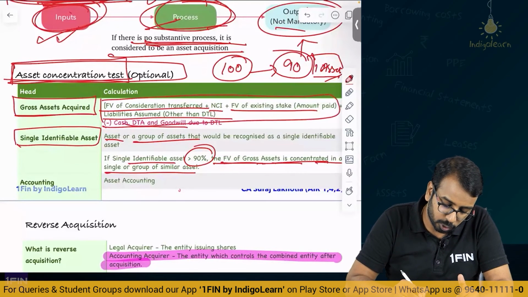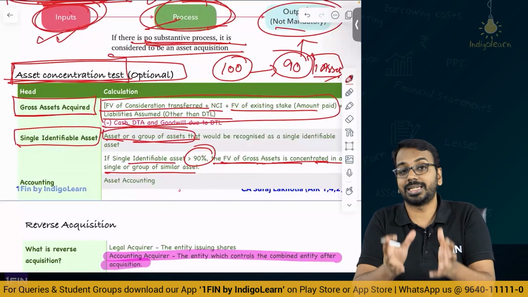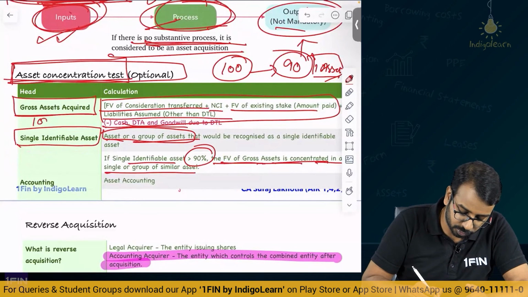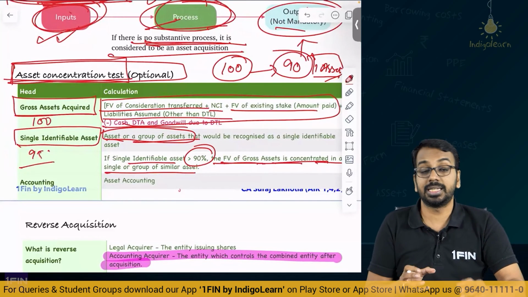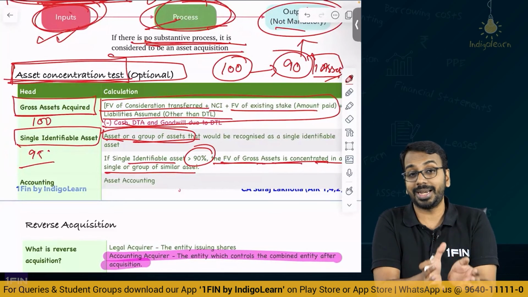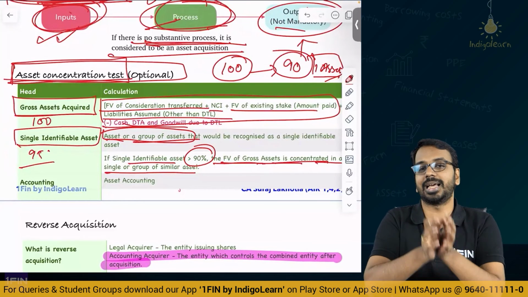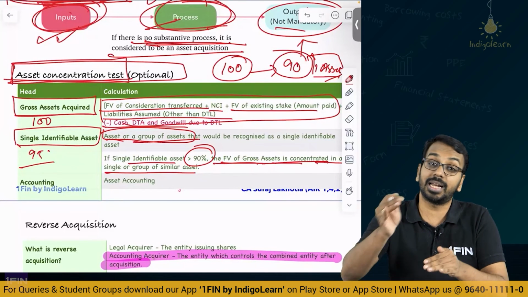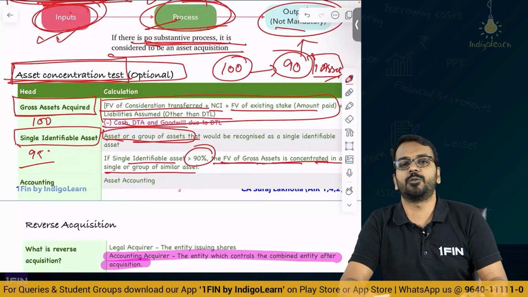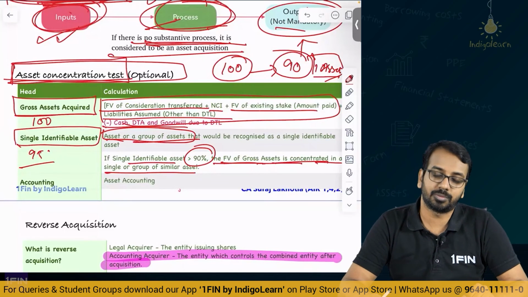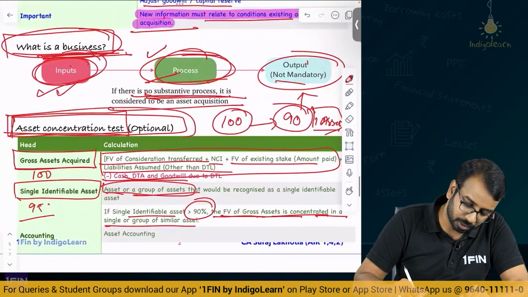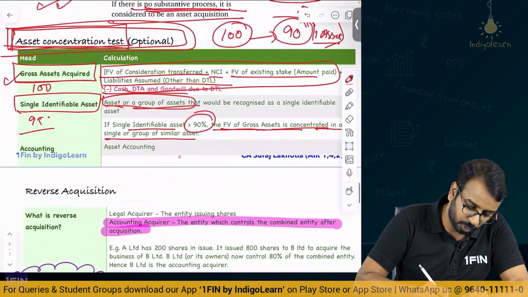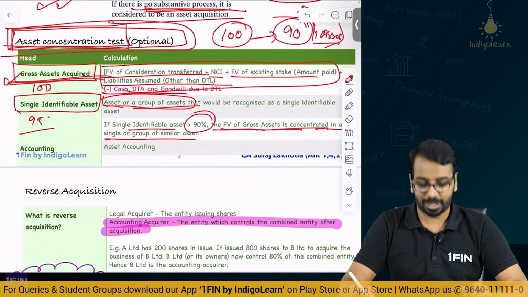Then you will see a group of assets or an asset which is recognized as a single asset, what is the value for that? So, say for example, if gross assets come to 100 and this becomes 95, then we say that whatever we have paid is concentrated on a particular asset. So, it is an asset acquisition. No, sir, it is still a business. You can do further checks and evaluation and still consider it as a business. But if you are confused, you can use this test to simplify your situation. Okay, I do not expect a full-fledged question on this. Of course, an MCQ-based question can come where you have to be careful about how to calculate the gross assets acquired.